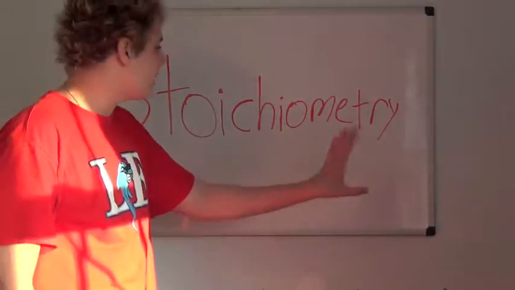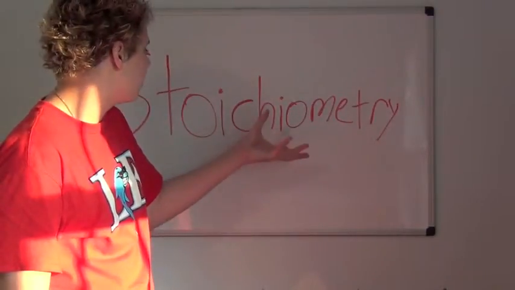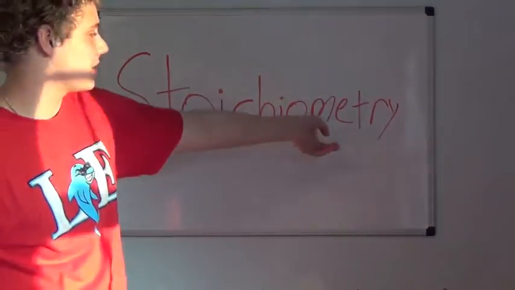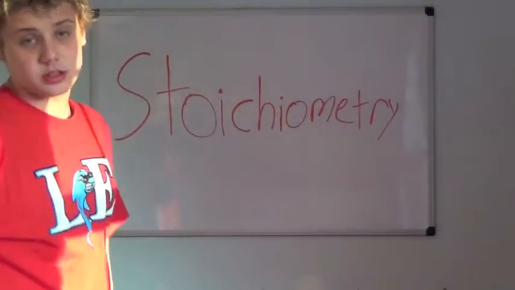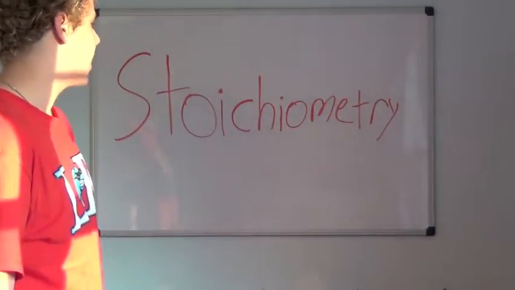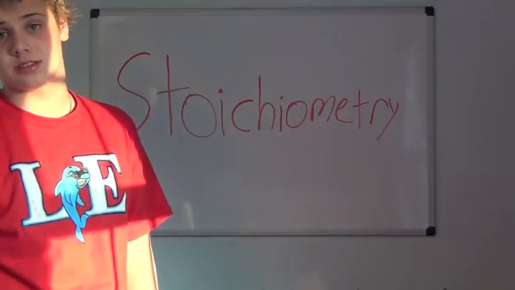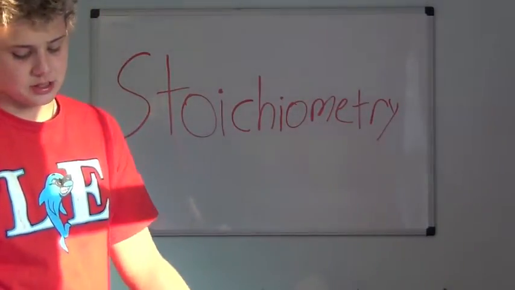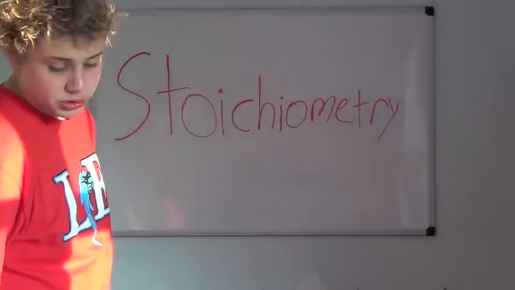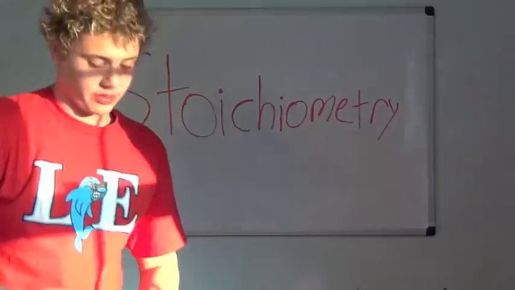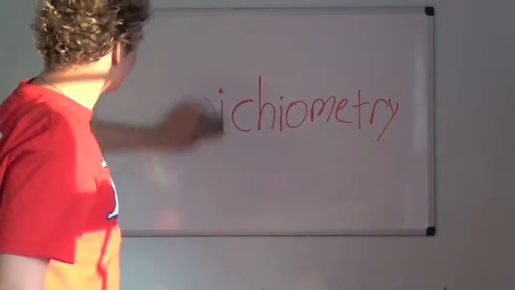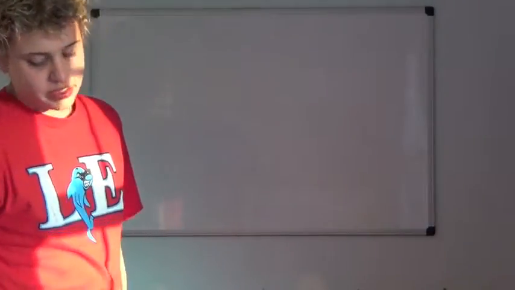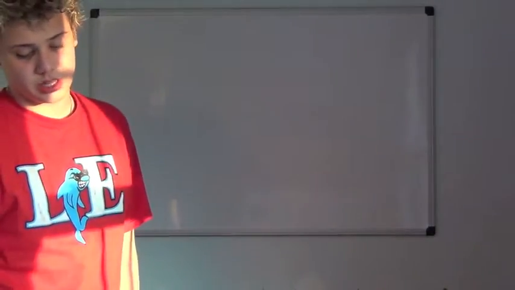Okay, so stoichiometry, or stoichiometry, I don't know. Just S-T-O-I-C-H-metry. So basically stoichiometry is just a giant word for dimensional analysis, and it's pretty simple when you get down to the basics. What you're trying to do in stoichiometry is figure out the amount of a certain substance that is needed in a chemical reaction to produce another substance.